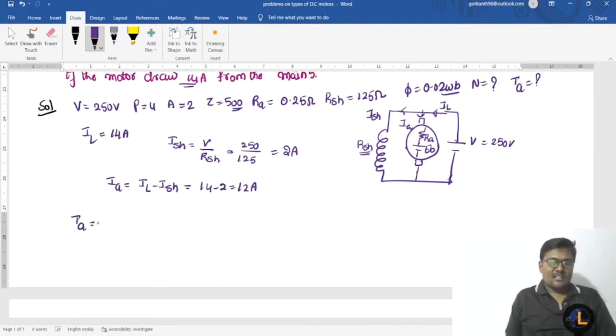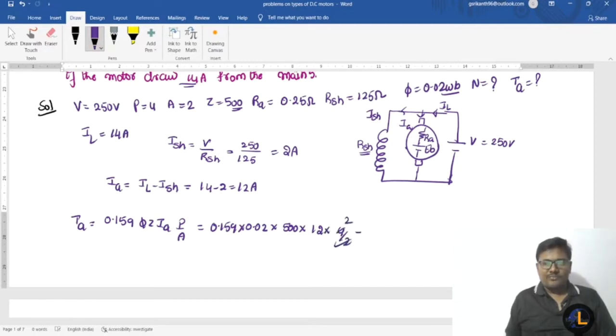Then the armature torque is equal to 0.159 into flux into Z into Ia into P by A. 0.159 into flux is 0.02 webers, the number of conductors is 500, the armature current is 12 amperes, number of poles is 4 divided by 2. Then finally I got it as 38.1972 Newton meter for this problem.